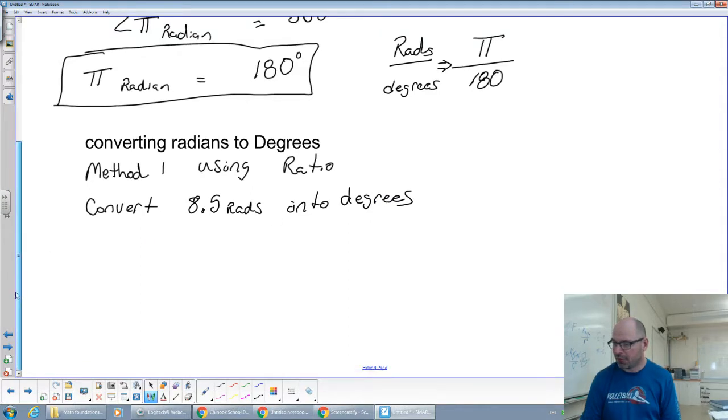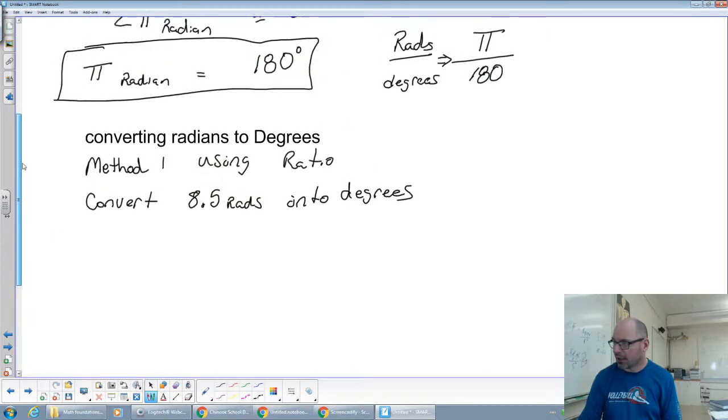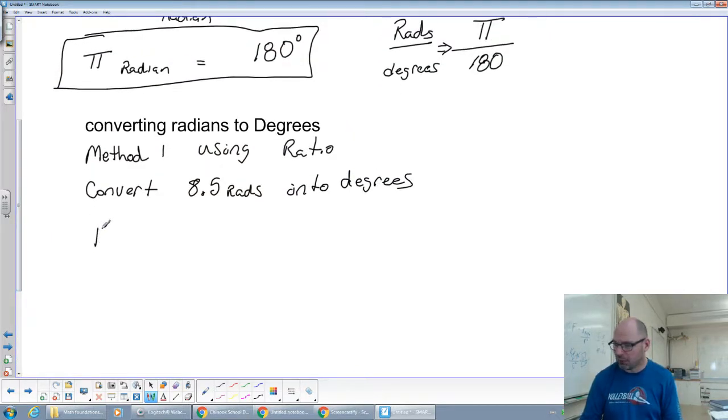Okay, so we're going to do that here. What we'll do is set up the ratio. It's pretty simple, we just have to use a ratio. So we'll do the ratio pi radians over 180 degrees. This is rads, and this is degrees. Now we're trying to find degrees, so we are given 8.5 rads, and we're going to get X amount of degrees.